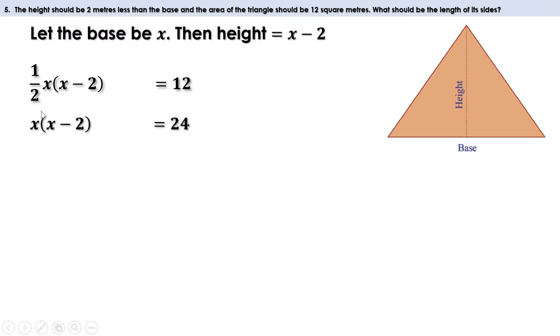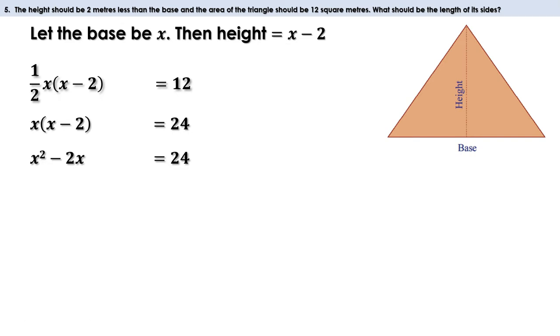Now let us multiply. x into x is x square. x into minus 2 is minus 2x. So this can be written as x square minus 2x equal to 24. Now this is not a perfect square. What shall we add to make it a perfect square? Look at the coefficient of x. It is minus 2. Let us take 2.